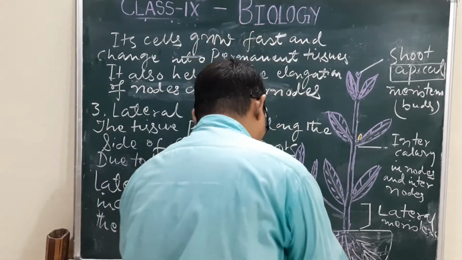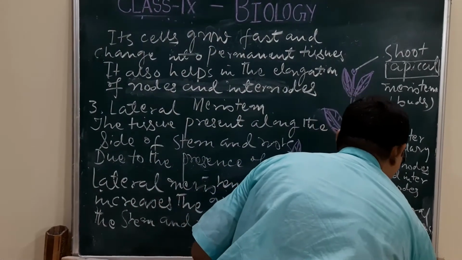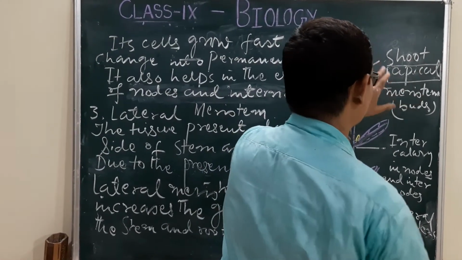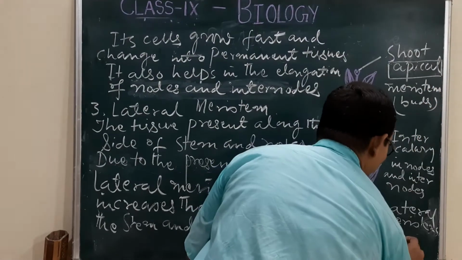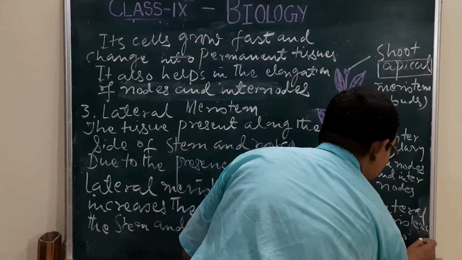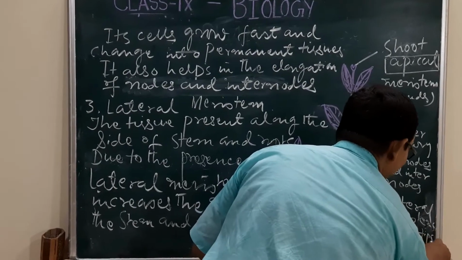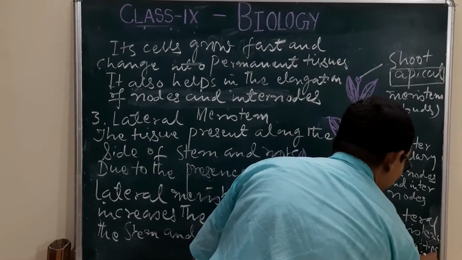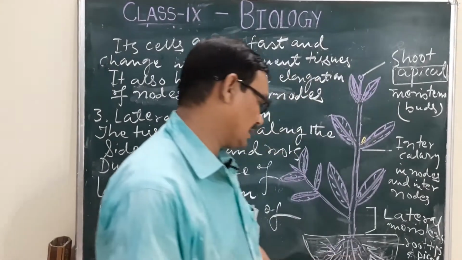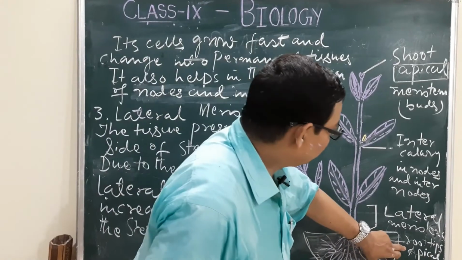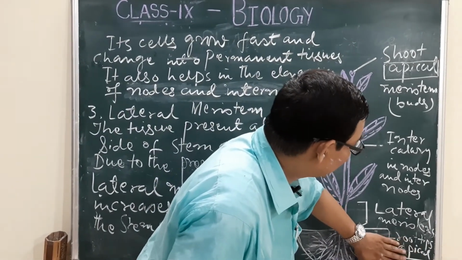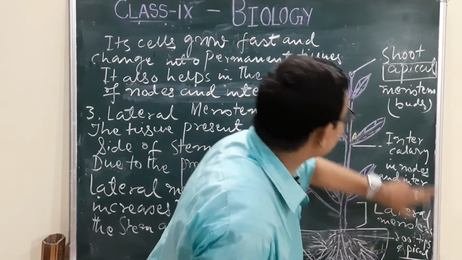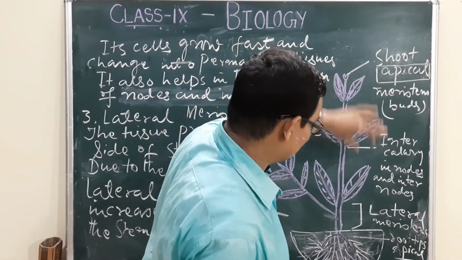Here you can also write the presence of apical meristems, just as you have written here shoot tips apical. Here you write the root tips, and here also apical meristems are present. As you have seen in the location, the apical meristem occurs at the root tips and the shoot tips. Here is also and here is also.